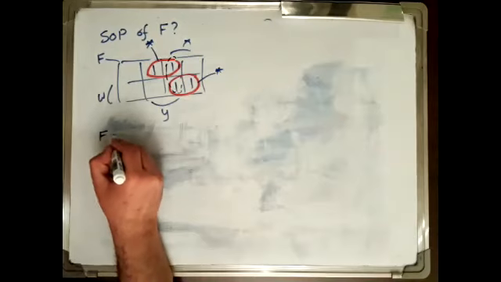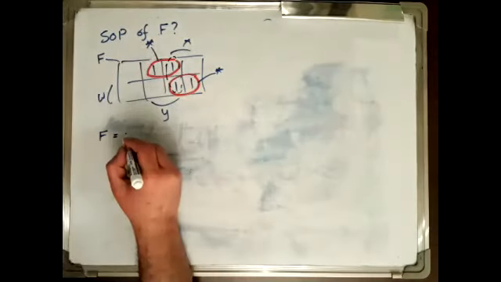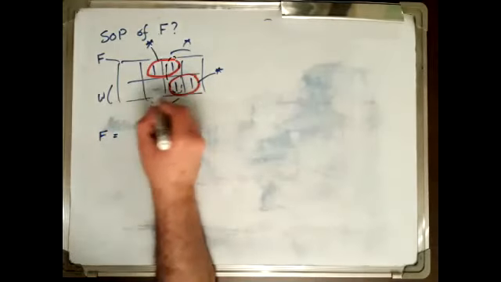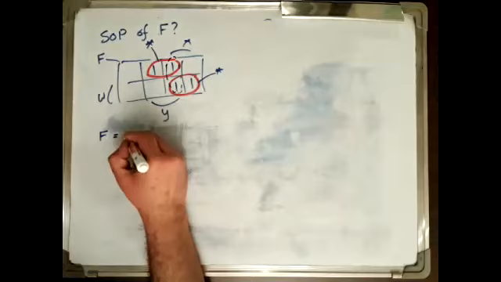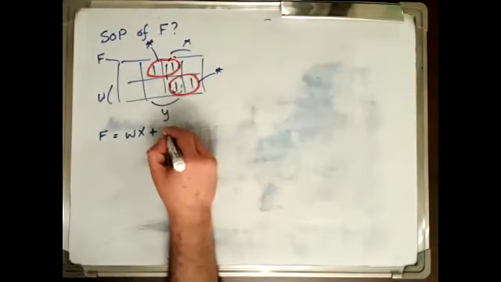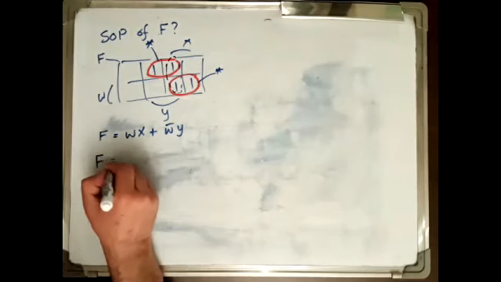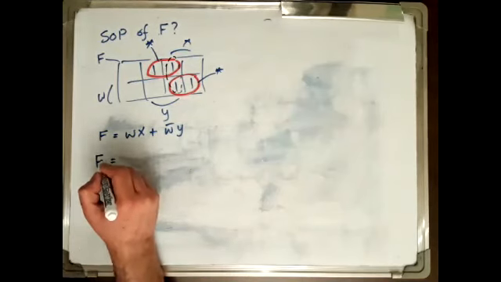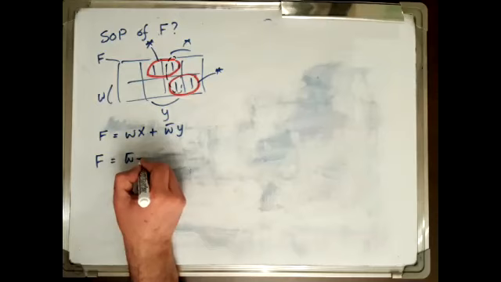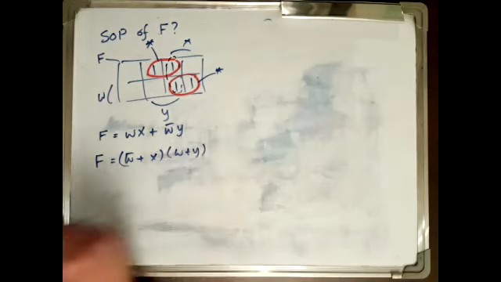So F as a sum of product, because I'm using the min terms of F, I can find the sum of product directly, which is the thing we did in the previous subsection. So what is this? It is W and X, or this one, which is W bar and Y. Now, F as a product of sum that we got previously was W bar or X, and W or Y.